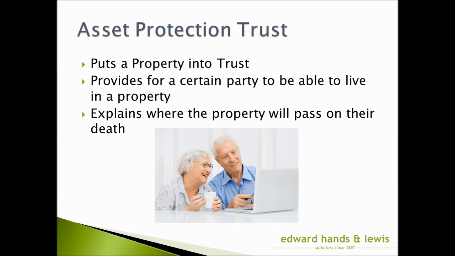But inevitably in that situation, the parents wanted to make sure that she would be able to continue to live there following their deaths, and that the property didn't pass into their estate and therefore didn't pass to their other children, leaving this grown-up daughter that lived with them homeless. It's a good example of when an asset protection trust is needed in this situation to protect the daughter's interest.